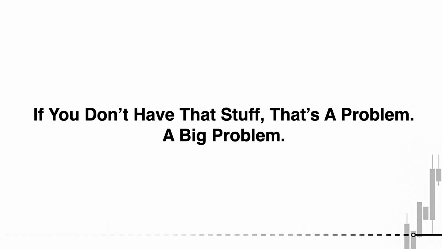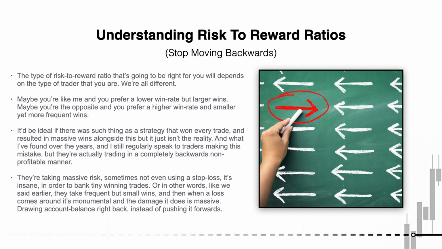Now, I will say one thing. The type of risk to reward ratio that's going to be right for you will depend on the type of trader that you are. Okay, we're all different, right? Maybe you're like me and you prefer a lower win rate but larger wins. Maybe you're the opposite and you prefer a higher win rate and smaller yet more frequent wins, right? Again, we're all different. It'd be ideal if there was such a thing as a strategy that won every single trade and resulted in massive wins alongside this, but that's just not the reality. Unfortunately, I wish it was, but it's not.